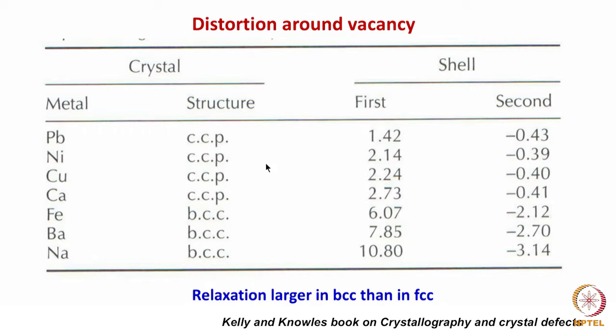Here if you look at it, this is the first shell. Positive means that the atoms move closer towards the vacant site. The negative means that atoms are moving away from the vacant site. Here if you look at it, in the case of FCC, the relaxation is less, whereas the movement is going to be quite large in the case of BCC, which is an open structure.